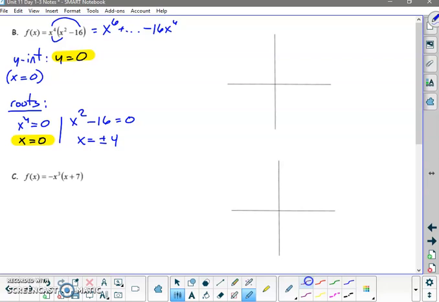It's a positive even. So that means my tails look like that. Well, let's see what's going to happen here. Got a root at negative 4. I've got a root at 0. I've got a root of positive 4. I know my tails, or end behavior, both up.